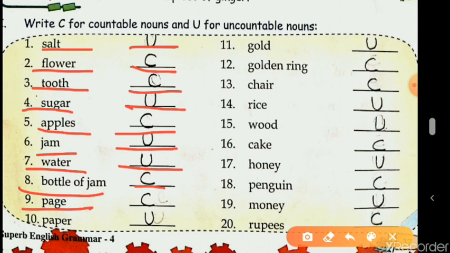So pages can be counted. So pages countable now. Now the 10th word is paper. Can you count paper? No. Paper is uncountable. Now the 11th noun is gold. Gold. Can you count gold?